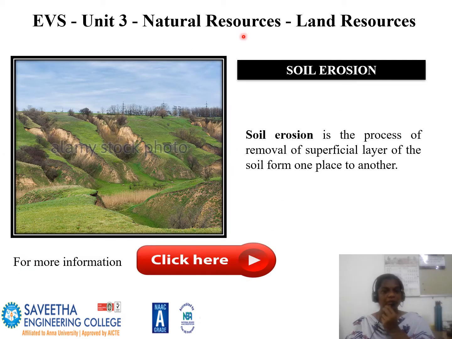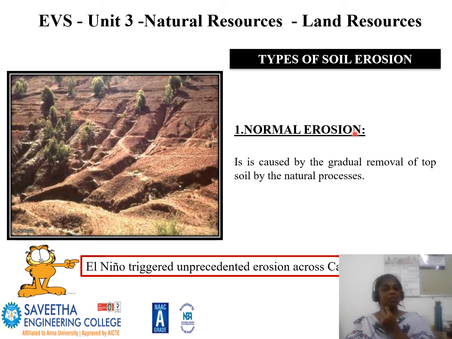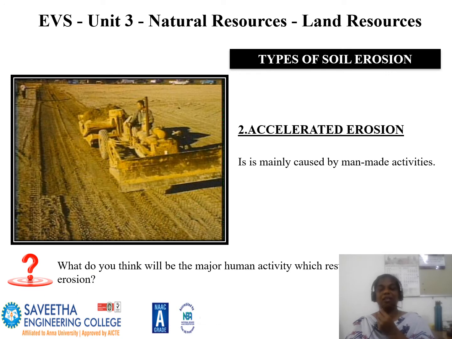Let us first look into what is called soil erosion. Soil erosion is a process of removal of the superficial layer of the soil from one place to another place. If topsoil is taken from one place to another, it loses its nutrients and fertility. This can take place in two ways, called normal erosion and accelerated erosion. Normal erosion is caused by the gradual removal of topsoil by natural processes, whereas accelerated erosion is mainly caused by man-made activities.